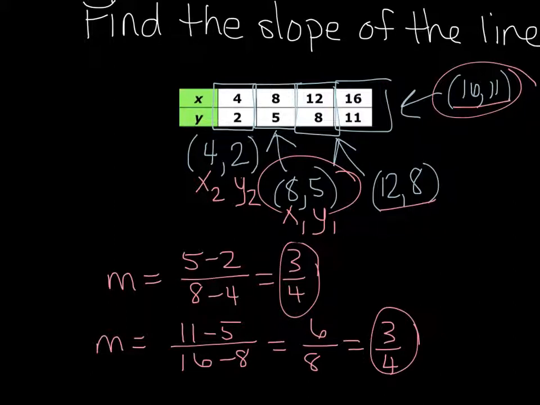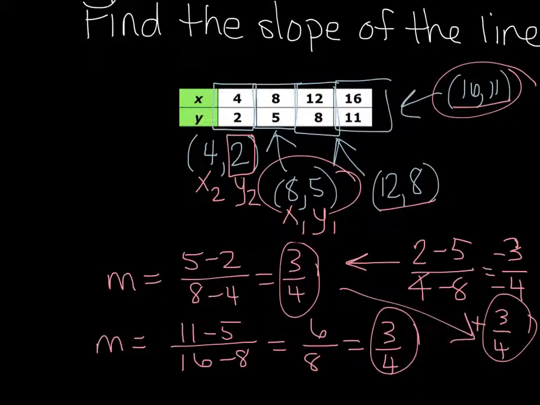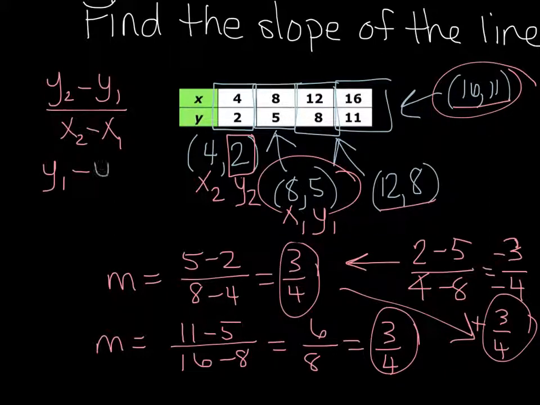What I mean by that is, if I did 2 first, looking at this same example, I'm going to switch this around. So I'm going to do 2 minus 5 over 4 minus 8. 2 minus 5 gives me a negative 3. 4 minus 8 gives me a negative 4. So this still simplifies to a positive 3/4, because a negative divided by a negative is positive. So you still get the same answer. If I do y2 minus y1 over x2 minus x1, that's the same thing as y1 minus y2 over x1 minus x2.